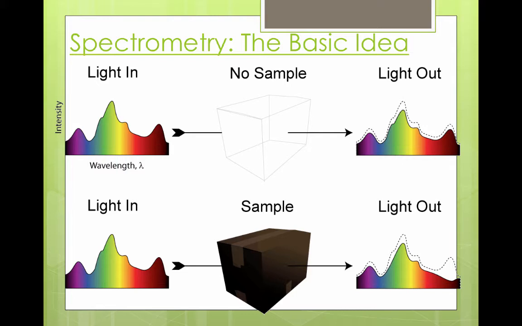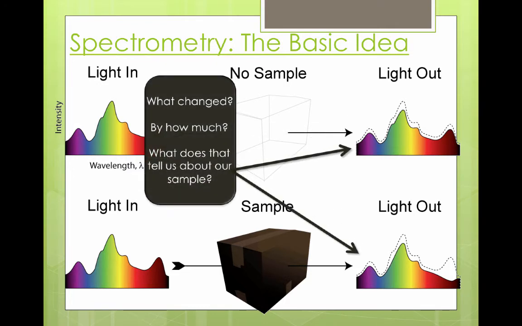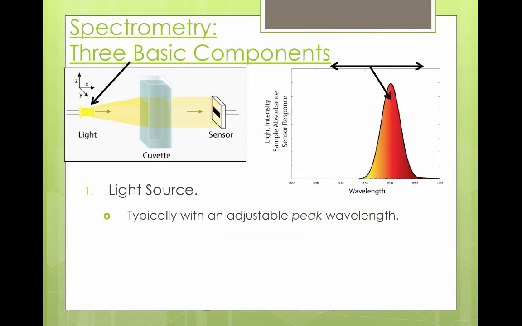Now if we put a sample in between the light in and then sense what's out, we see something a little bit different. So it changed a little bit, and by how much it changed is what's interesting. This tells us what light our sample absorbed, and how much it absorbed tells us how much of the molecules are in the sample or how concentrated that sample is. So by comparing the light out with no sample versus the light out with a sample, we can see what was absorbed. And that tells us something about our sample.